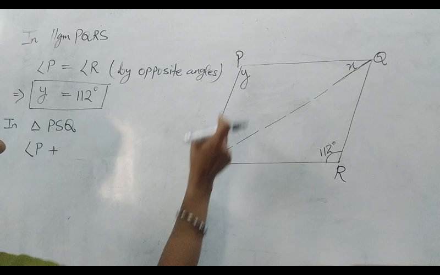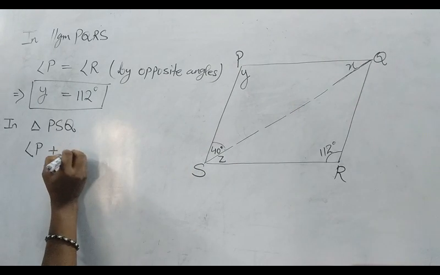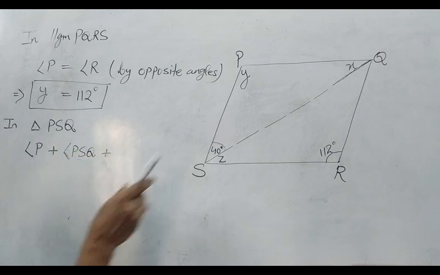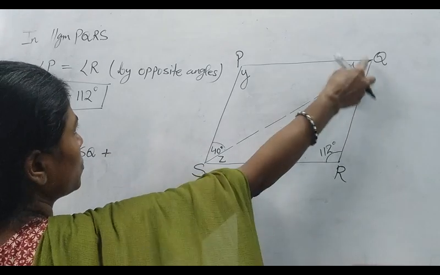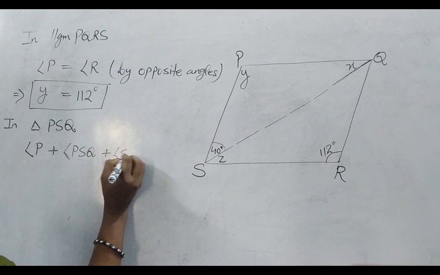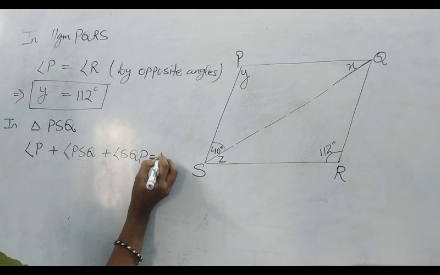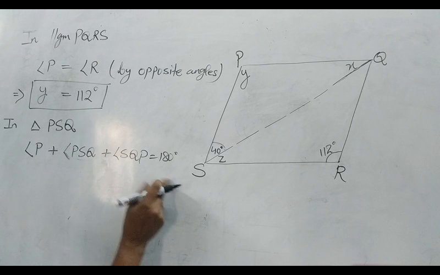PSQ, angle PSQ plus, what is the name for this angle X, we can put SQP, angle SQP is equal to 180 degrees by the angle sum property of a triangle.